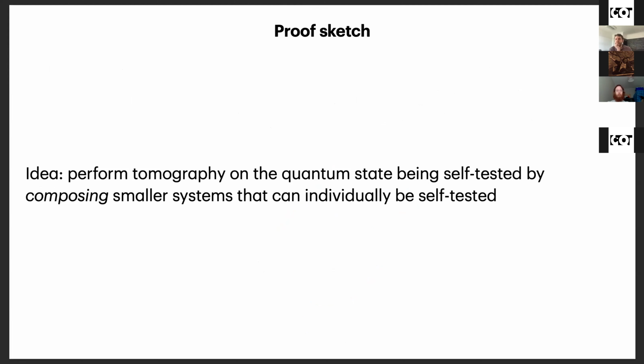In the time I've got remaining, I would like to give a proof sketch of this. The idea roughly is to perform tomography on the quantum state that we want to self-test, this psi prime. We want to perform tomography on this quantum state, even though it's inside a black box, by composing smaller systems that can individually be self-tested. So imagine you've got a bunch of boxes that you can start composing. If each of these boxes can be self-tested, then when I start composing things, I can self-test the whole thing, and I end up doing tomography on my quantum state. That's the rough idea.